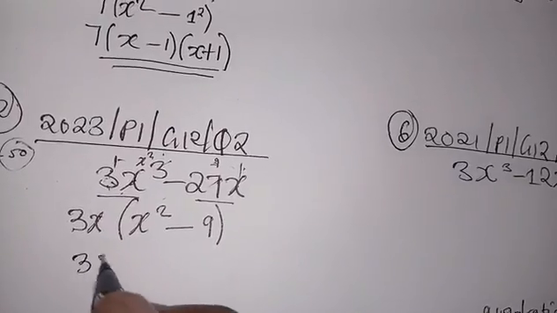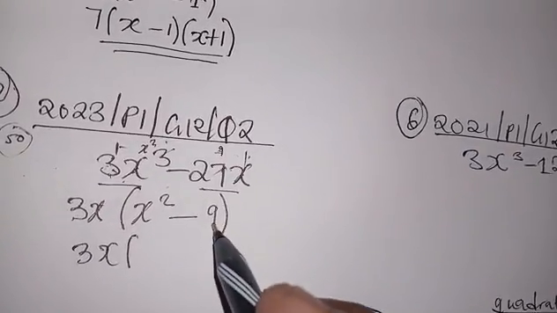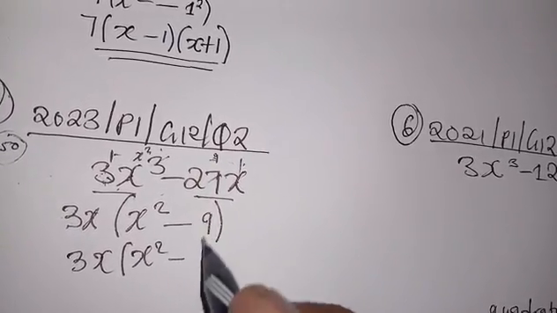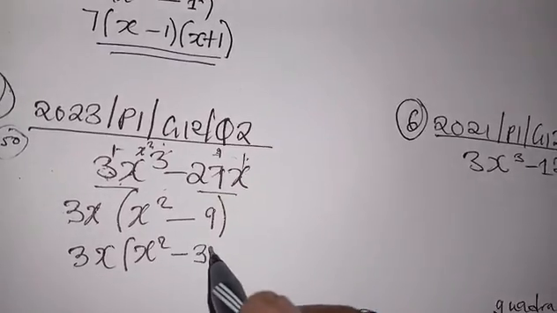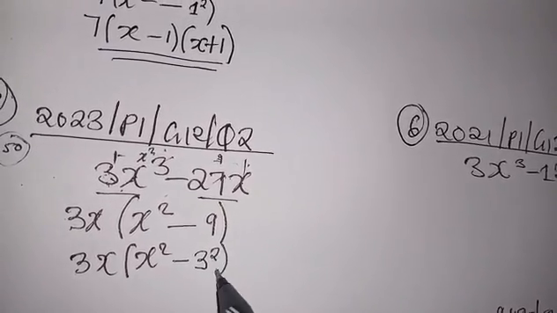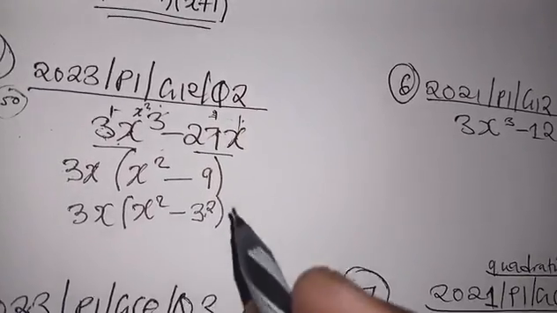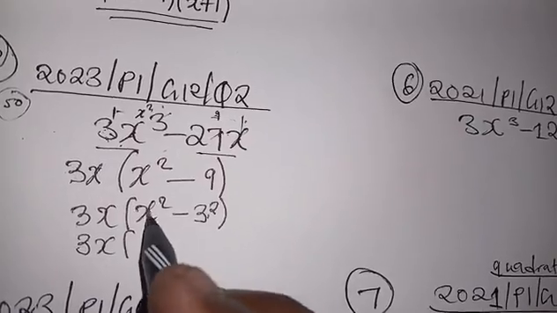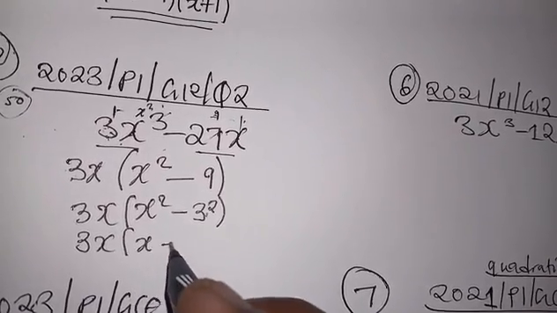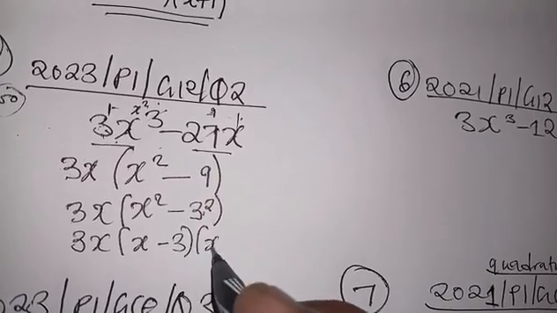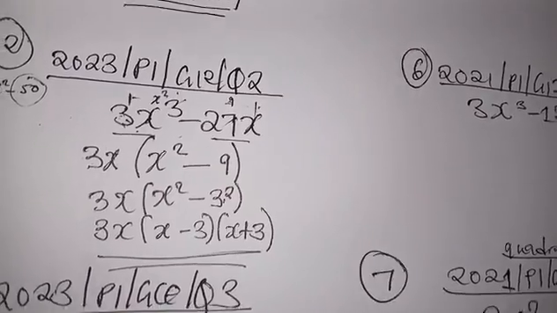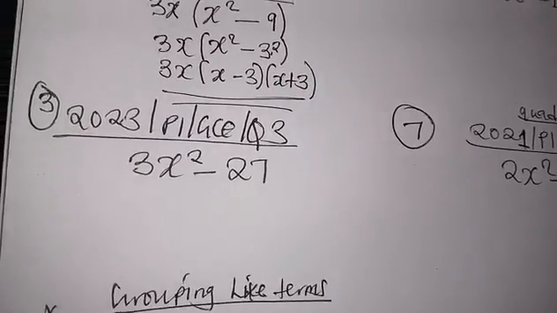So from here, you now find the square root of 9. So the square root of 9 is 3. So if you find someone has written 3 squared, it is the same as having 9. So from here we can easily say this is x minus 3 and x plus 3. We come to this one.